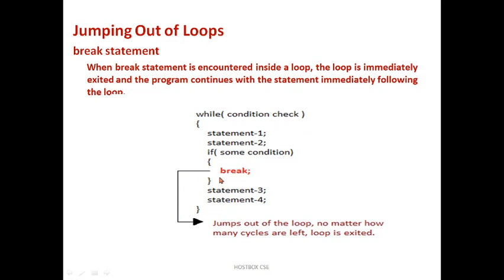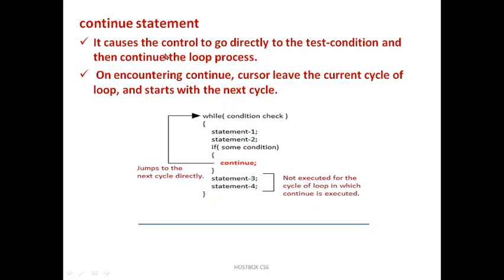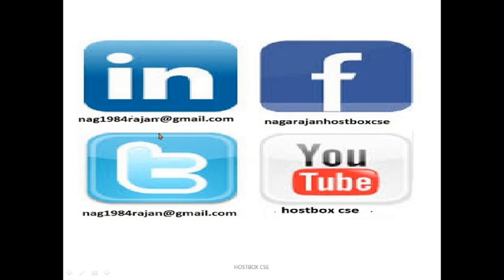And continue causes the control to go directly to the test condition and then continue the loop process. In continue, the cursor leaves the current cycle of the loop and starts the next cycle. So there is a diagram given here. Remember continue. Same like in this 40 line program, if I am at the 10th line and give continue, it goes back and continues the loop as many times as you want. So like that you can understand break and continue statements. These are about the control looping statements in C programming.